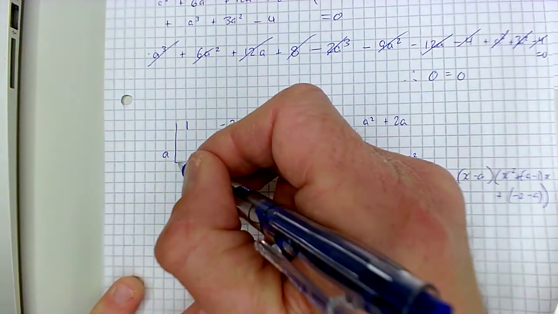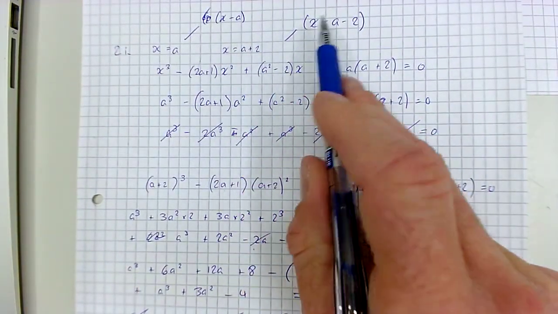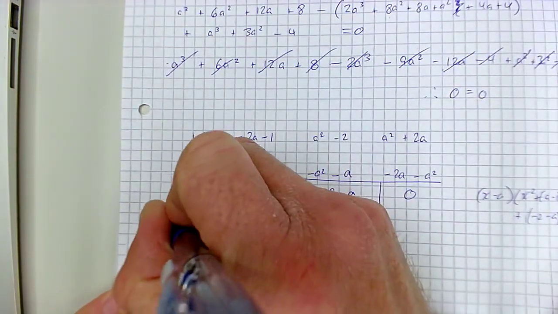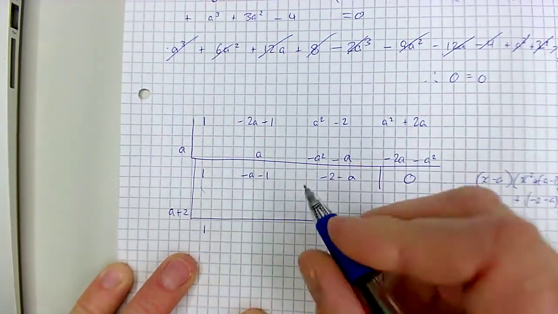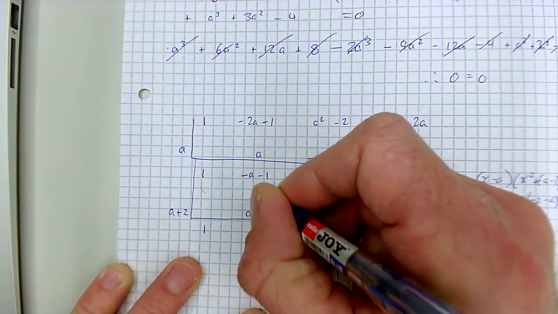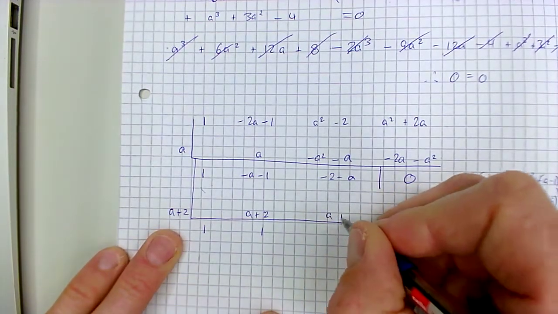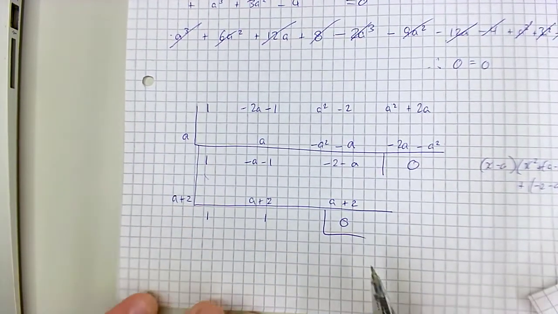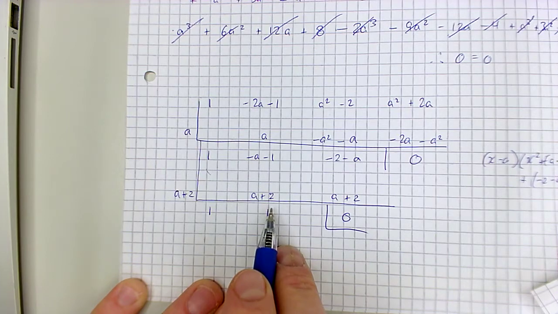Okay, and then what I'm going to do is divide again. These are the coefficients. And I'm going to divide again, but this time I'm going to divide by a plus 2 because x minus a minus 2 is a factor. So if I divide by a plus 2, bring down the 1, 1 times a plus 2 is a plus 2. Add these together, you get 1 again. 1 times a plus 2, a plus 2. Oh look, you get 0. So the coefficients of our final bracket are 1 and 1.